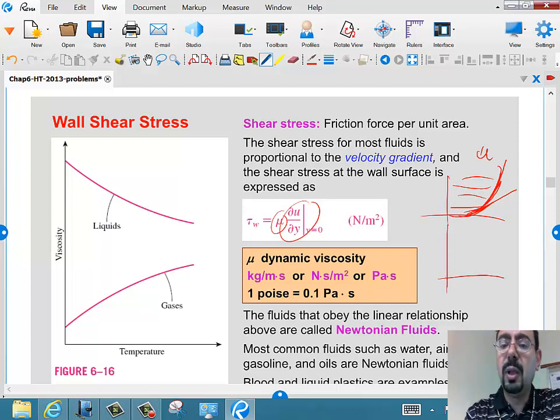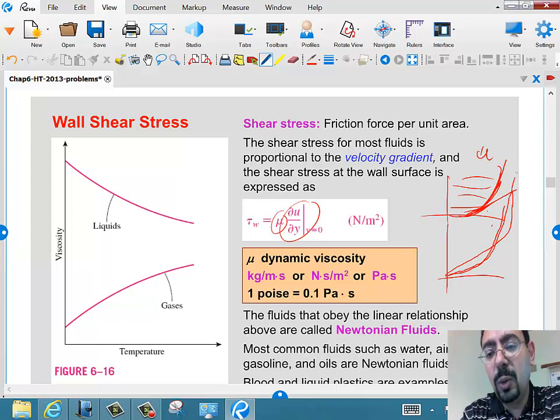So this is turbulent boundary layer, this is laminar boundary layer. Let me draw a good job. So here is the turbulent boundary layer, and here is the laminar. So which one do you think will have more shear on the wall? The turbulent or the laminar?